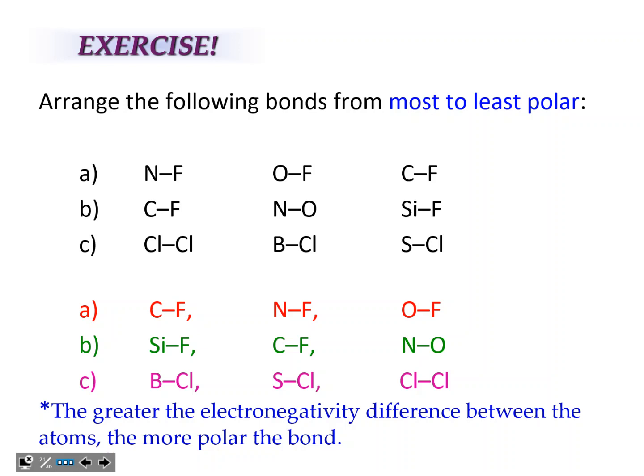The greater the electronegativity difference between the atoms, the more polar the bond. So you're looking for a greater distance in the periodic table from one another. Greater distance is going to be a higher difference, okay?